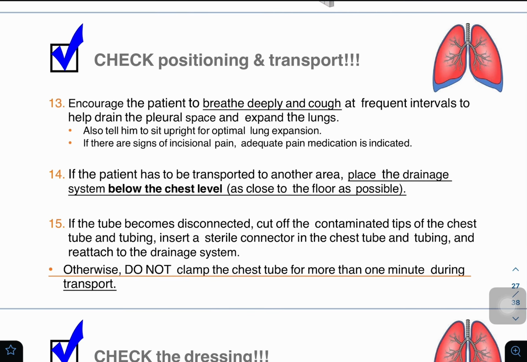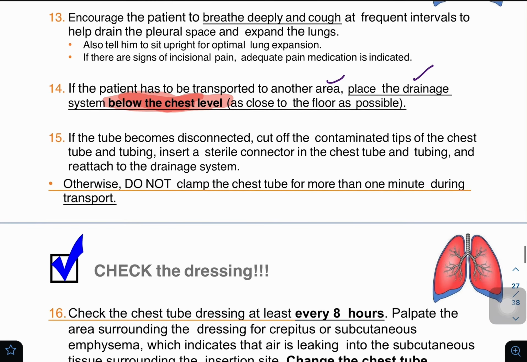Encourage the patient to breathe deeply and cough at frequent intervals to help drain the pleural space and expand the lung. If the patient has to be transported to another area, place the drainage system below the chest level. This is very important: this information should be given to the patient. If the patient is being transported to another unit, this education should be given: keep the drainage system below the chest level, as close to the floor as possible.